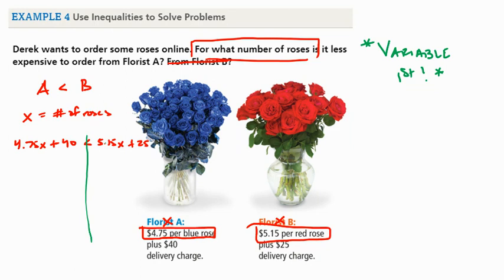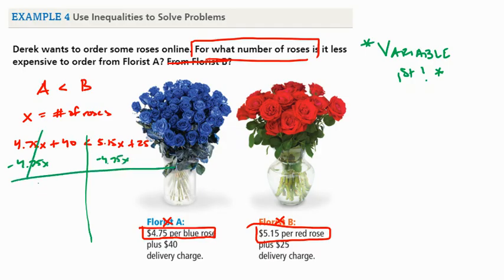Now, to solve it similarly to what I've been doing, I'm going to move the 4.75x to the right because that keeps it positive. You might choose to move the 5.15x to the left. You can do that too, but it's going to make your x term negative, and you have to remember that rule with inequalities. Math is so hard because there are multiple ways to do it, but that makes math great. So we're going to subtract 4.75x from both sides.